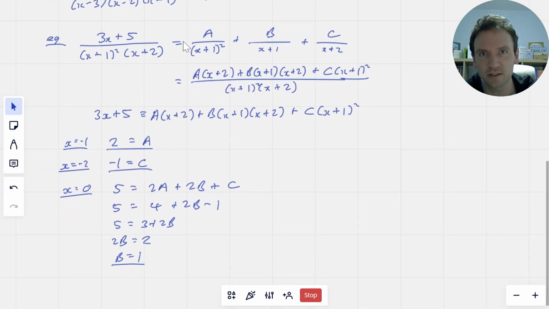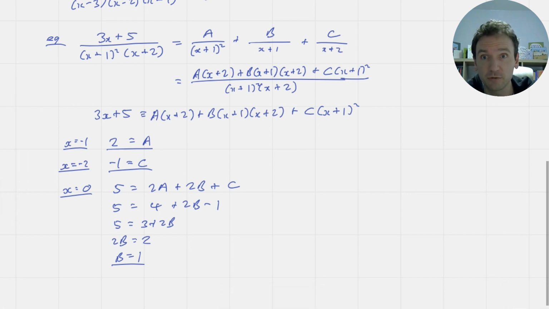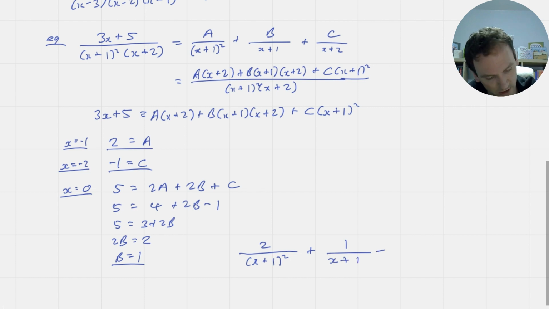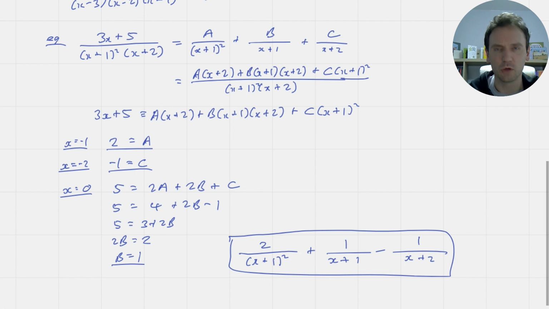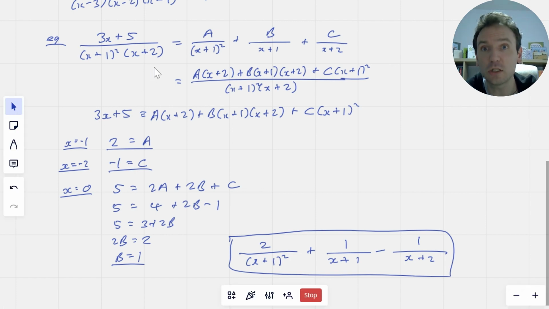So our final answer, going back to the start and subbing in, is going to be a, which was 2, over x plus 1 squared, and then plus 1 over x plus 1, and then subtract 1 over x plus 2. And that's your answer as partial fractions right there. So at single maths A level, those are the only sorts you're going to see.